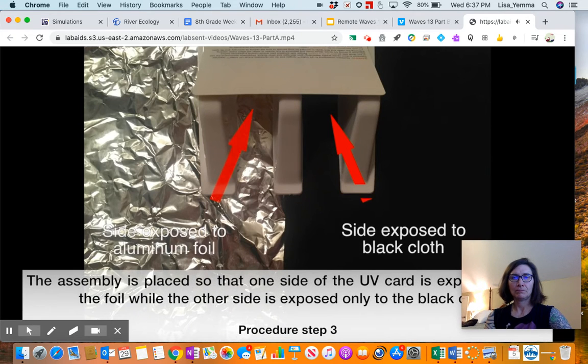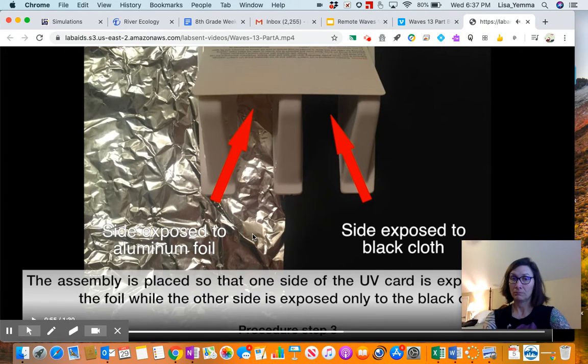The assembly is placed so that one side of the UV card is exposed only to the foil, while the other side is exposed only to the black cloth. I didn't point that out in the setup, but look at how we've set this design up so that we can really tell where the reflection is coming from. The other thing I didn't point out was that we crinkled the aluminum foil. So in your brain, think: why would we have crinkled it instead of laid it flat?